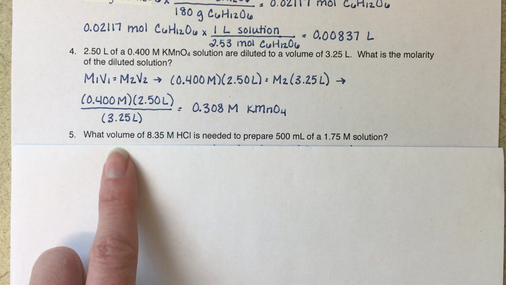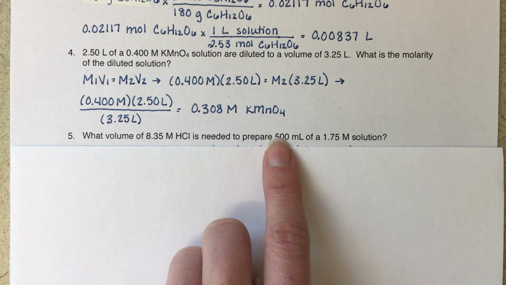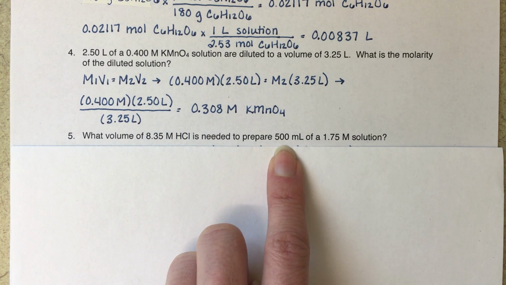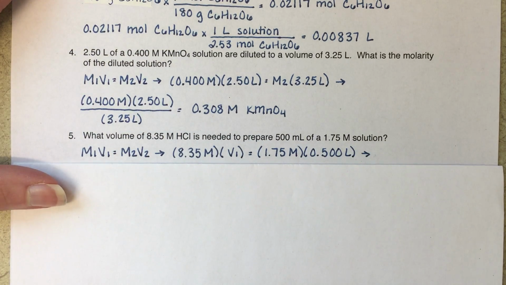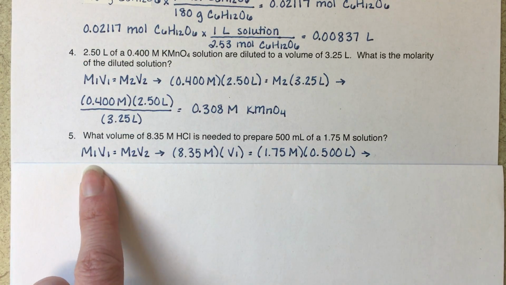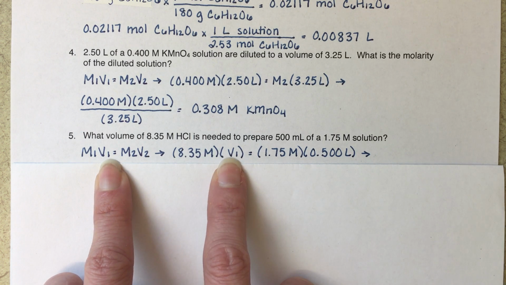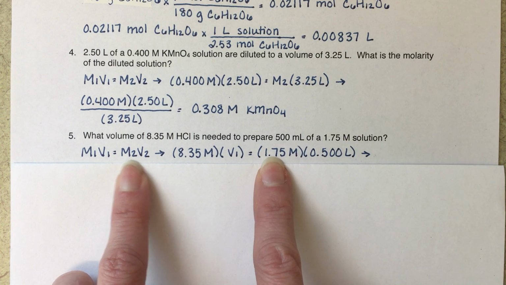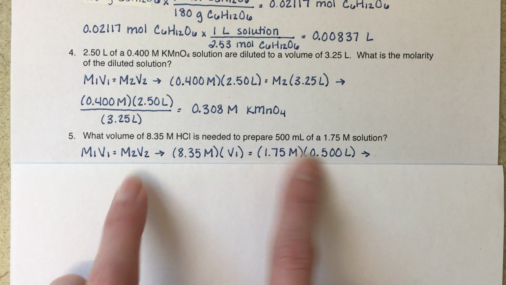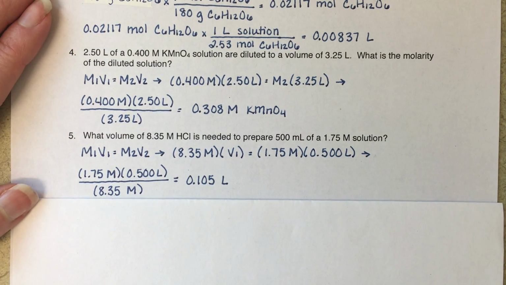The next problem is the same. We have an unknown volume of initial molarity, 8.35 molar, and we're trying to make a final volume of 500 milliliters and a final molarity of 1.75. So again, we're just going to plug into the dilution equation our initial molarity, V1 is what we're trying to solve for, our final molarity after dilution, our final volume after dilution, and do some algebra to solve for V1.